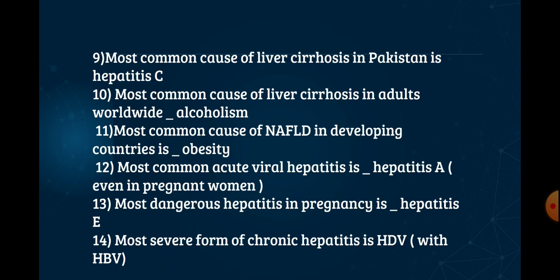Then the most dangerous hepatitis in pregnancy is hepatitis E, and the most severe form of chronic hepatitis is HDV, hepatitis D. It is mostly seen as a co-infection or superinfection with HBV, and chronic severe disease is seen in HDV.